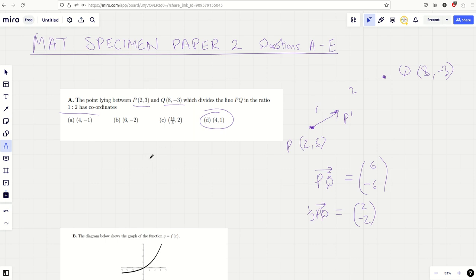Yeah, essentially what I've done is OP there, which is 2, 3, and I've added 1/3 of PQ onto the end, which is 2, minus 2, and therefore I've got OP dash as a coordinate, which is 4, 1. Yeah? Okay, right, so that was nice and easy.